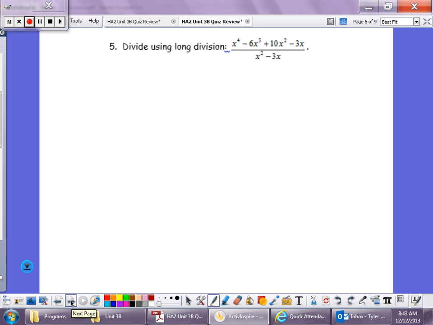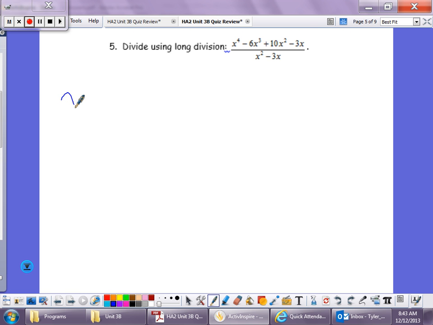Alright, for number 5, you need to divide. Remember, whenever you're dividing, the first thing you have to do is write it in standard form. Both of these are in standard form, they're just missing the constant. You don't have to write that, you don't have to do a plus 0, that's not going to make a difference. Any other term that's missing, you have to account for it. But if it's the last term, the constant, you don't have to worry about it.